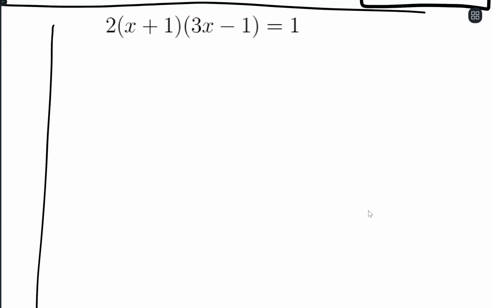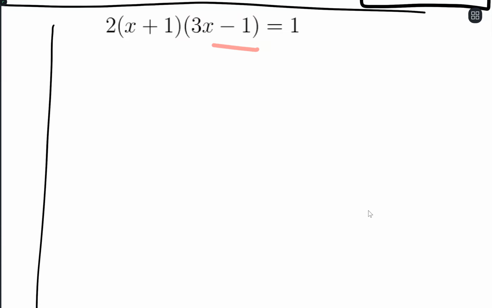So something that's happening here is that we have our factored form, which could be nice for finding these x-intercepts, because we could use that product of zeros rule. However, these are not multiplying to equal 0. They're multiplying to equal 1. So we need to move that 1 to the other side of the equation, which actually means I need to multiply all of this out.